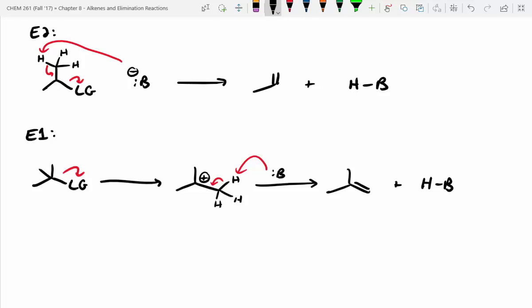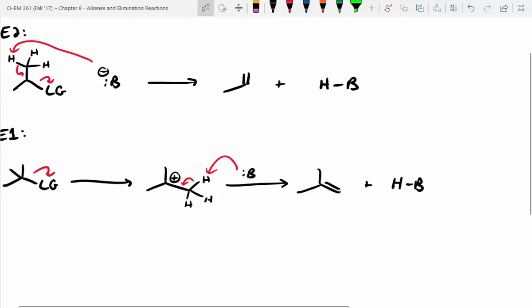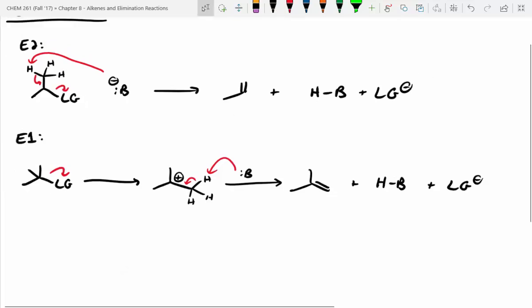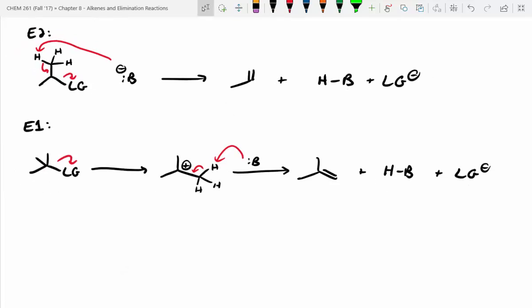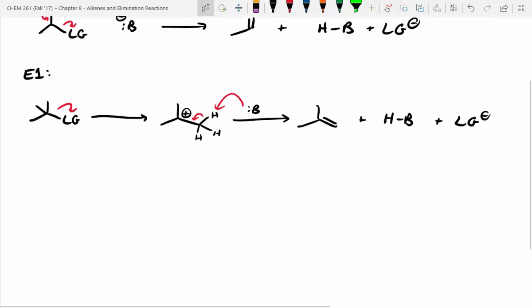And give us HB. And then let's keep track of everything here. We still have our leaving group that got kicked off in each of these, so I'm going to write plus leaving group here. All right. Does that make sense? Pretty simple review. Now let's compare this to SN2 and SN1. And then we'll go back to it.